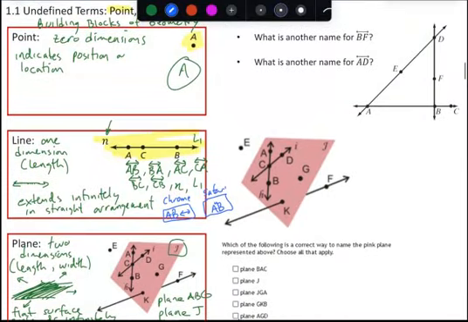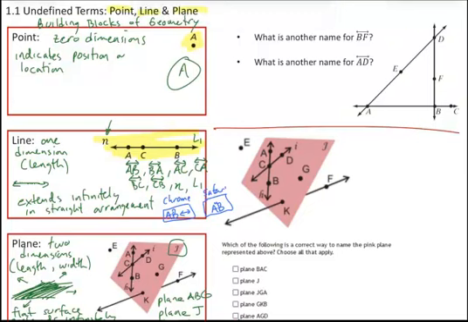All right, so what I want you to do is take a moment here and see if you can answer this first question, the top question. Find another name for line BF and line AD in that example, please. Okay, so if we name or label line BF, here's what we're talking about. What would be another name for that?